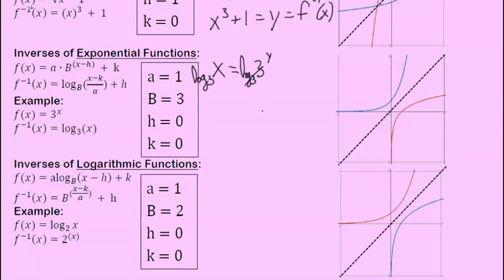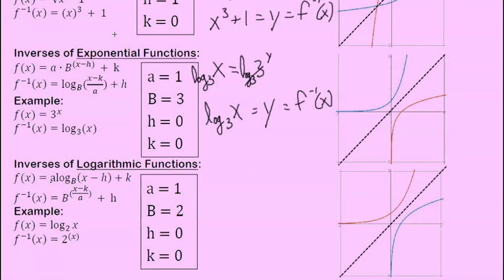That makes this go away. And then you have y equals log base 3 of x. And that's the inverse, f inverse of x. If you look at the graph over here, we have a symmetric image with this line. So those are inverses of each other.